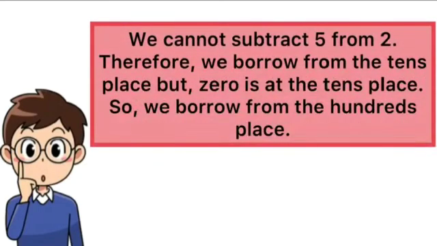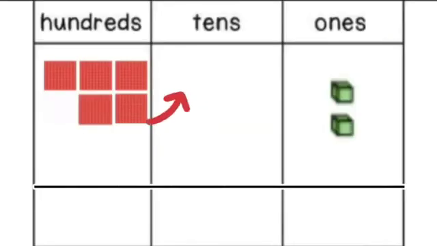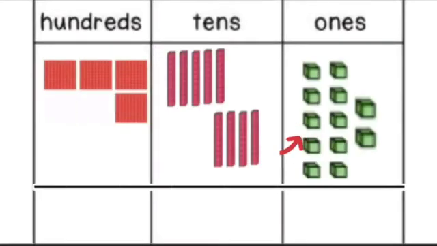Students, we cannot subtract 5 from 2. Therefore, we borrow from the tens place, but 0 is at the tens place. So, we borrow from the hundreds place like this and it will become 12 ones. Now students, subtract 5 ones from 12 ones and it will become 7 ones.